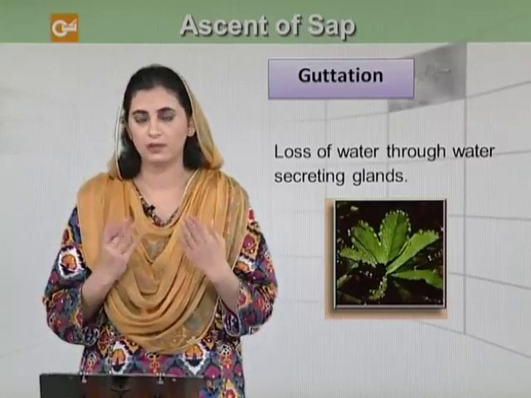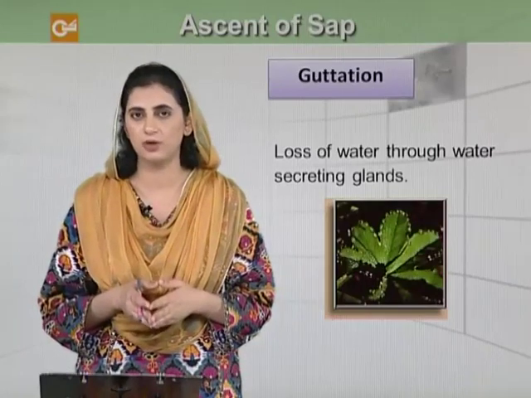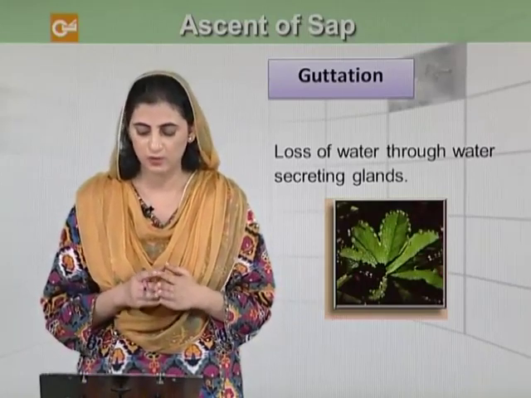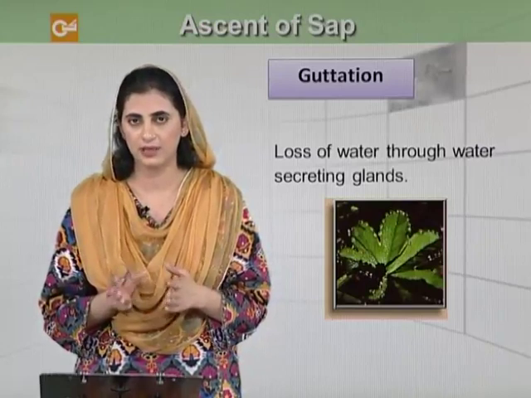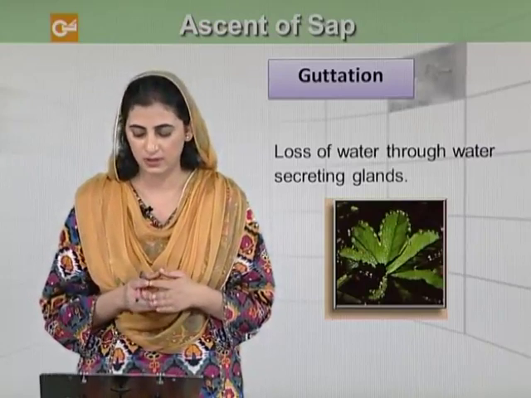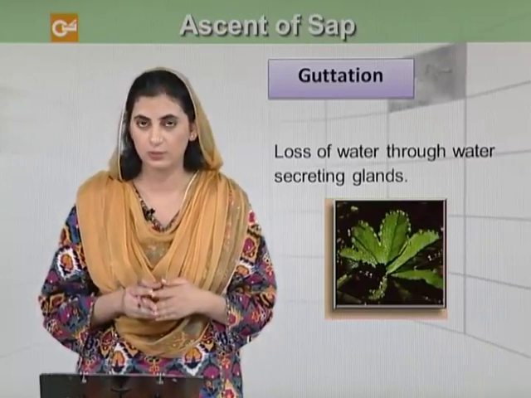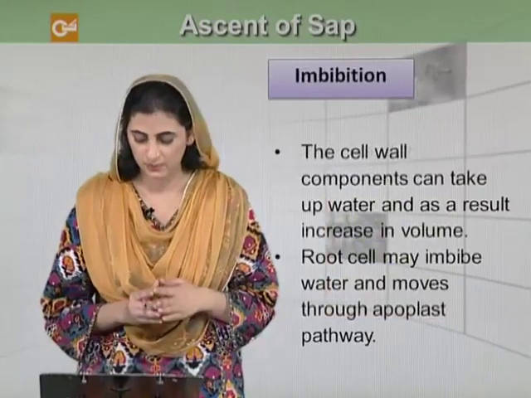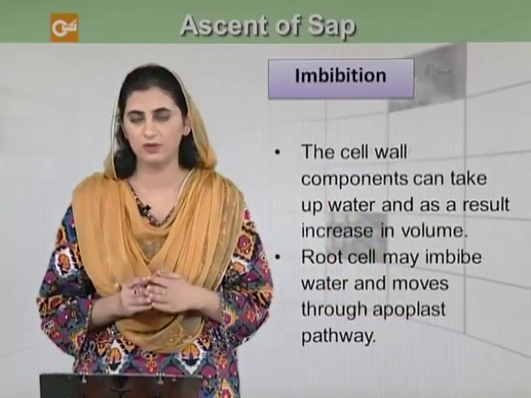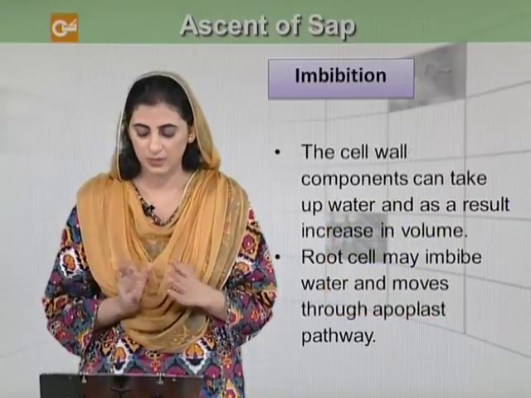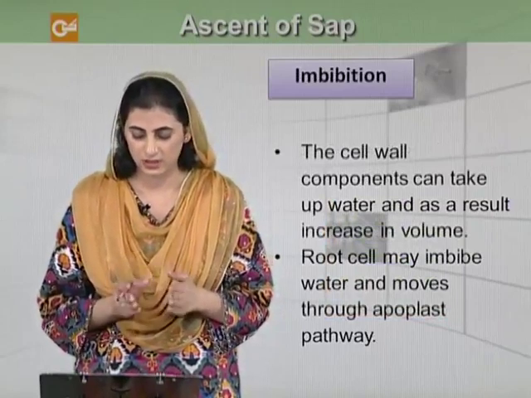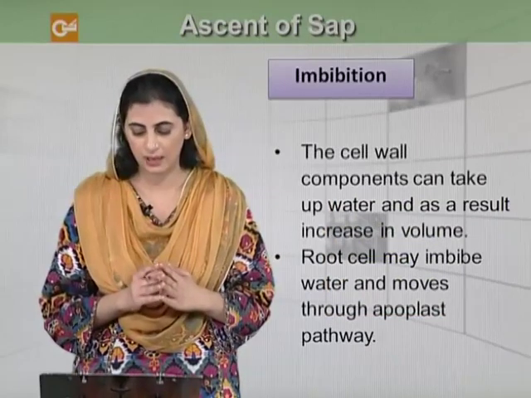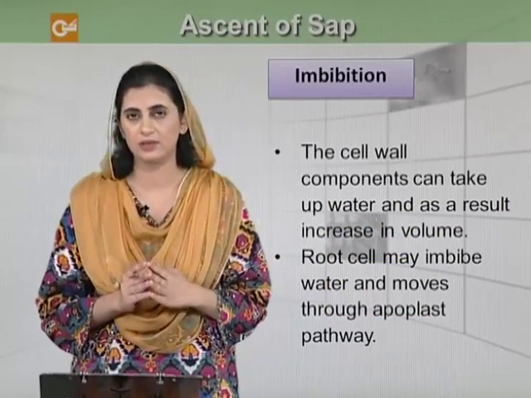Similar to root pressure is the phenomenon of guttation. It is actually the loss of water through water secreting glands or hydathodes. You can see in the figure the loss of water through the leaf surface. Then we have another phenomenon known as imbibition, which is the process in which the cell wall components can take up water, and as a result they can increase in volume.